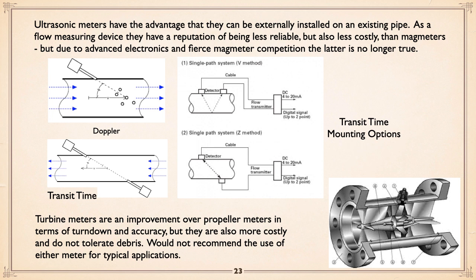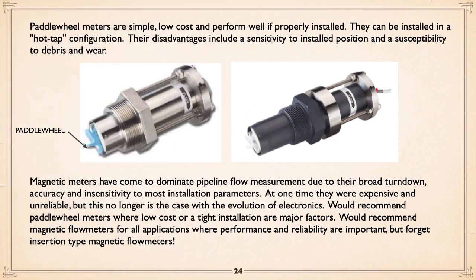Personally, I'm not a big fan of ultrasonic. As they say, it's the flow meter of the future and always will be. Turbine meters are an improvement over prop meters. They're more costly than prop meters, and they don't tolerate debris as well. And I'm not a big fan of either meter in general circumstances.